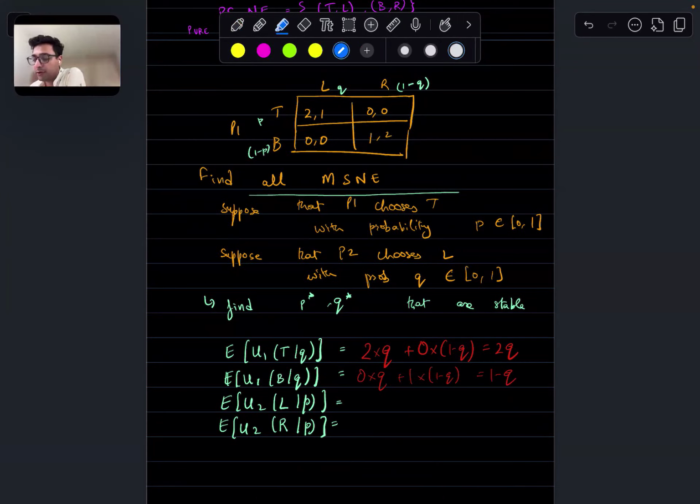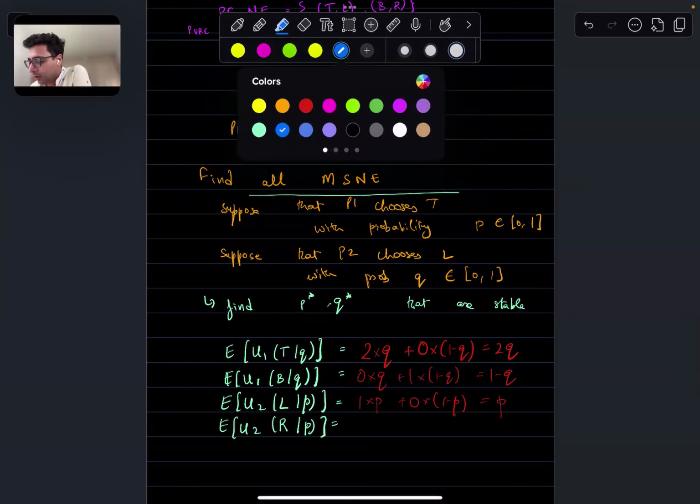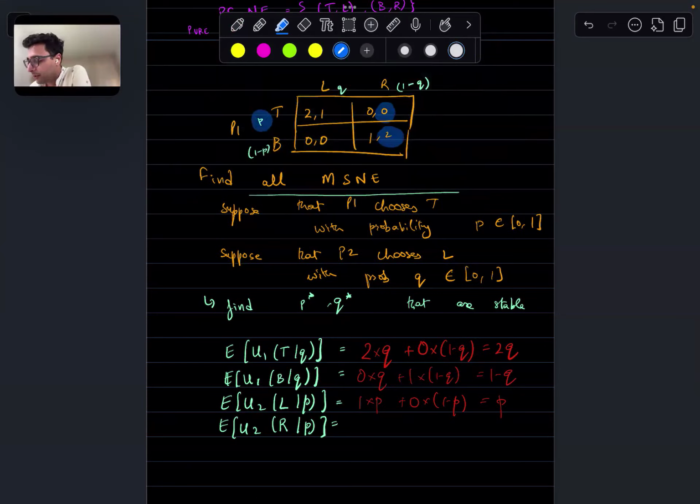Okay. Now let's look at player 2's choices. When player 2 is evaluating the value that she would earn by choosing L, player 2 is going to take as given that player 1 chooses T with the probability P and B with the probability 1 minus P. So when player 2 chooses L, player 2 gets this 1 with the probability P and this 0 with the probability 1 minus P. When player 2 chooses R, player 2 gets 0 with the probability P, 2 with the probability 1 minus P.